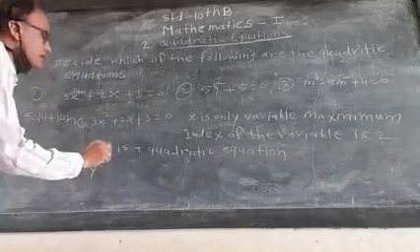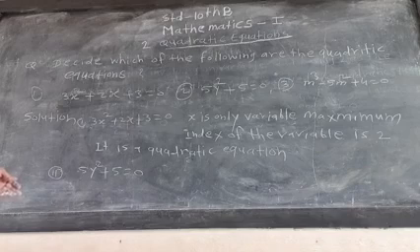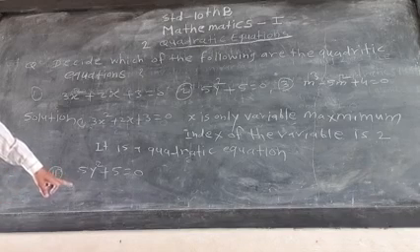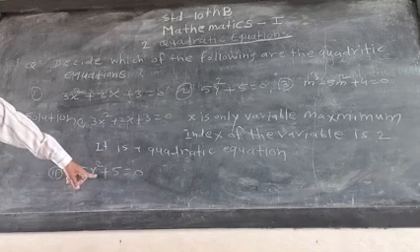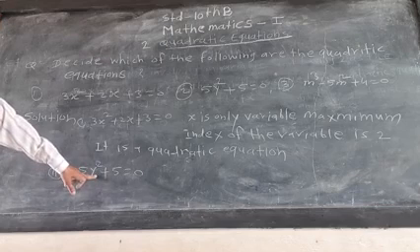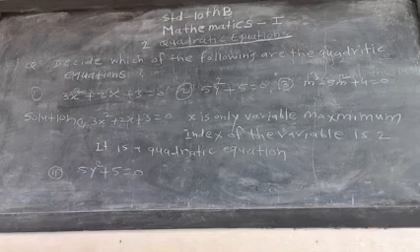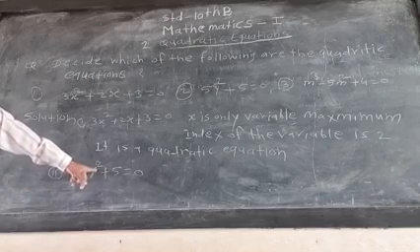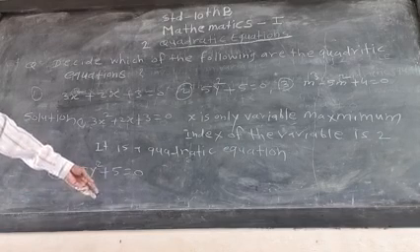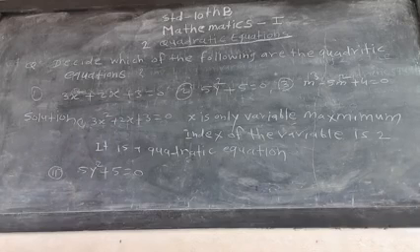Second: 5y square plus 5 equal to 0. Observe this equation number 2. Here y is the only variable and the maximum index of the variable is 2. So it is also a quadratic equation.